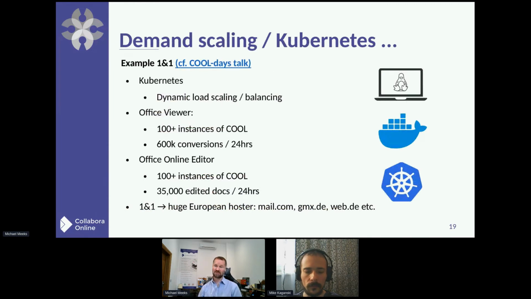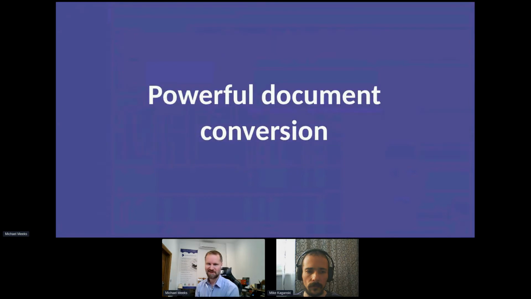So, demand scaling. There's an example here of One-on-One, which is one of the largest hosters in Europe. You can watch their talk on dealing with this. They're dynamically load scaling Collabora Online on Kubernetes, something like 100+ instances of Collabora Online serving their very large number of users, and doing really, really well there with lots and lots of documents and editing. Do go and see the talk.